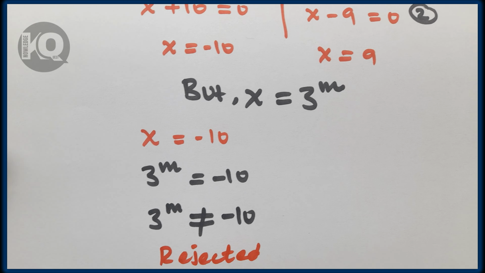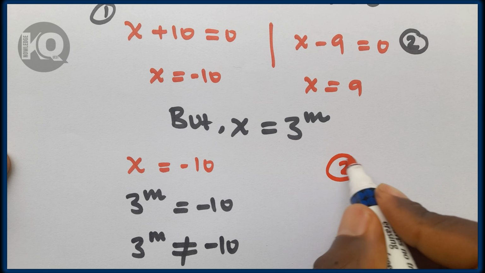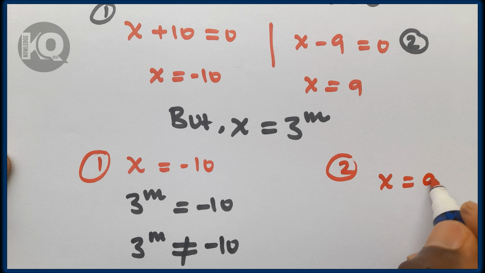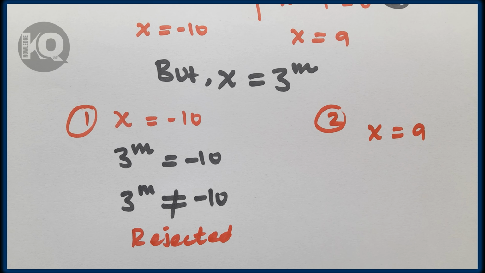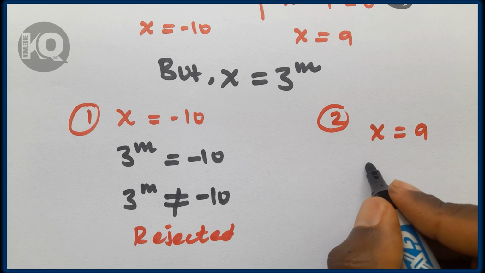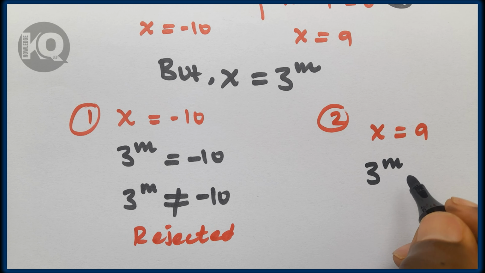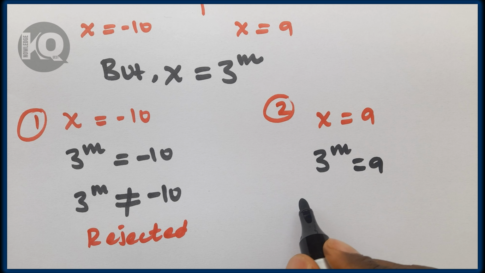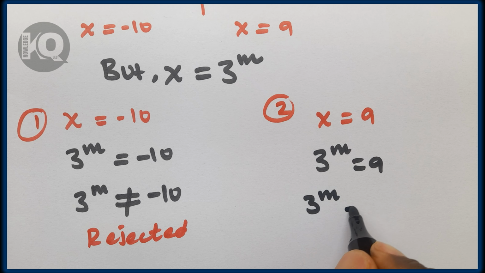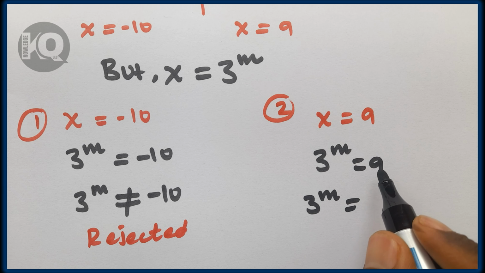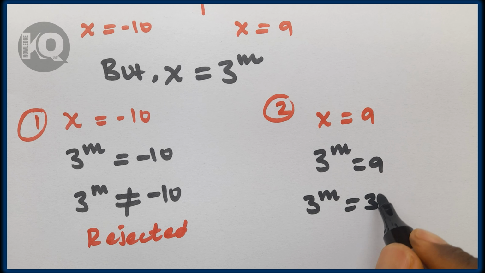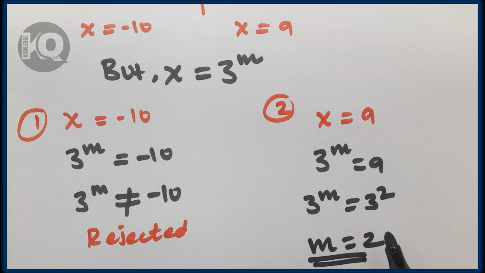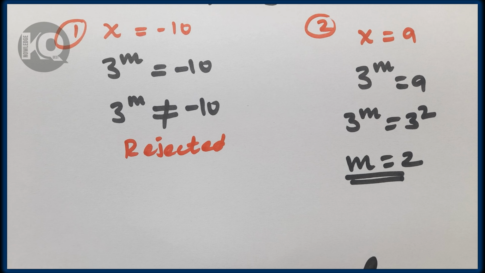And let's see the second case, which is x equal to 9. So we have x, which is equal to 3 to the power of m, which is equal to 9. So this 3 to the power of m is equal to, let's expand this one, 3 squared. So we have m which is equal to 2. So m equal to 2 is our solution.